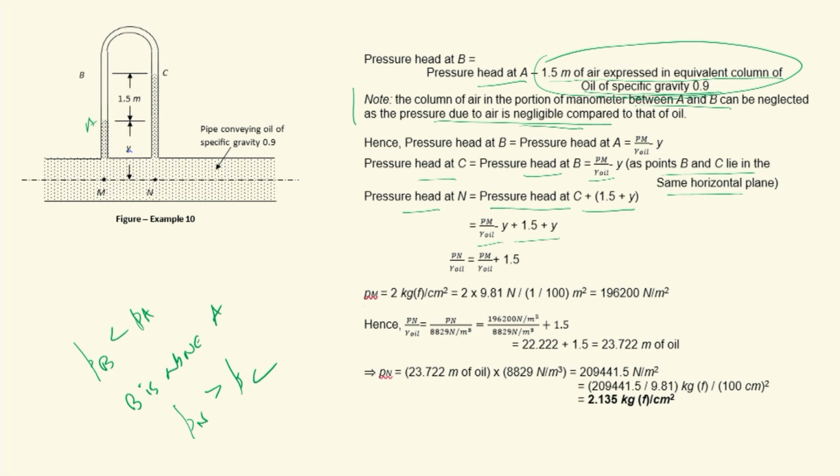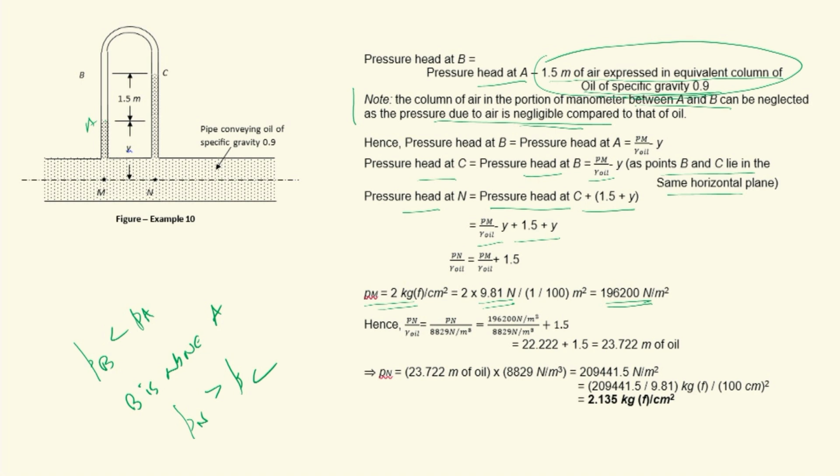Pm is given as 2 kgf per centimeter square in the problem statement. So converted to Newton per meter square, 1 kilogram force is 9.81 newtons, and 1 centimeter square is 10 power minus 4 meter square, so it is the denominator. So what happens? You get 1,96,200 Newton per meter square.